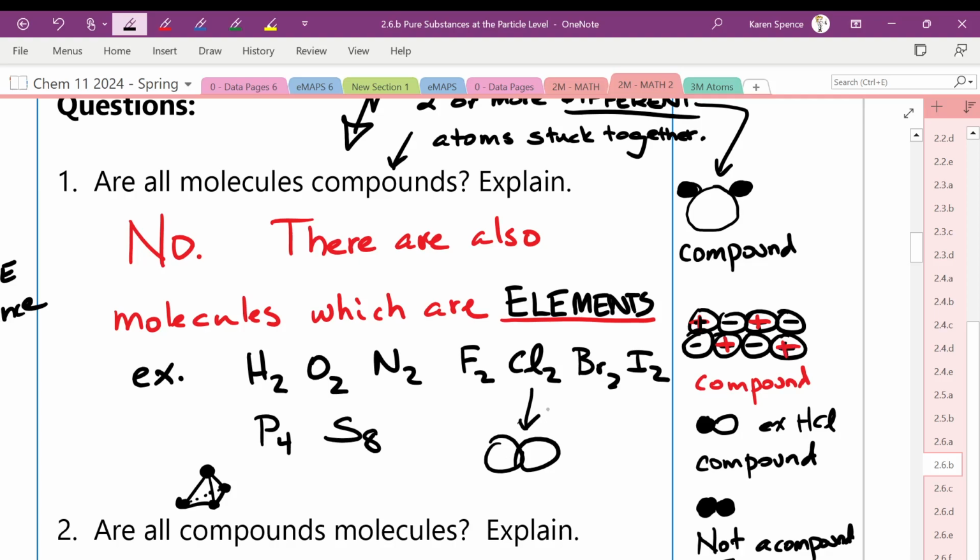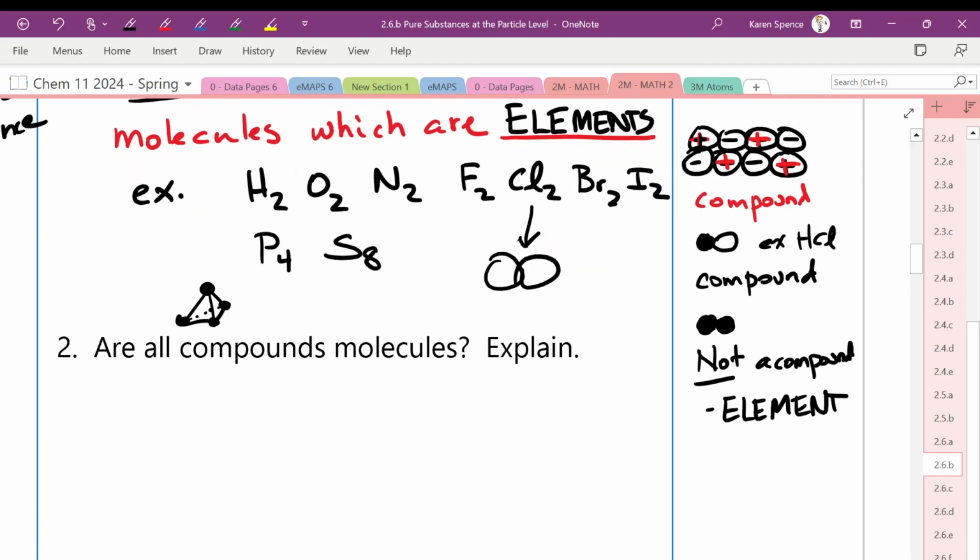Okay, so are all molecules compounds? No. And if you didn't say that along with me, then you are not learning it with your vocal neurons. Are all molecules compounds? No. Why not? There are also molecules which are elements. Tell your partner an example of an element which is a molecule. H2, any of those. All right, are all compounds molecules?